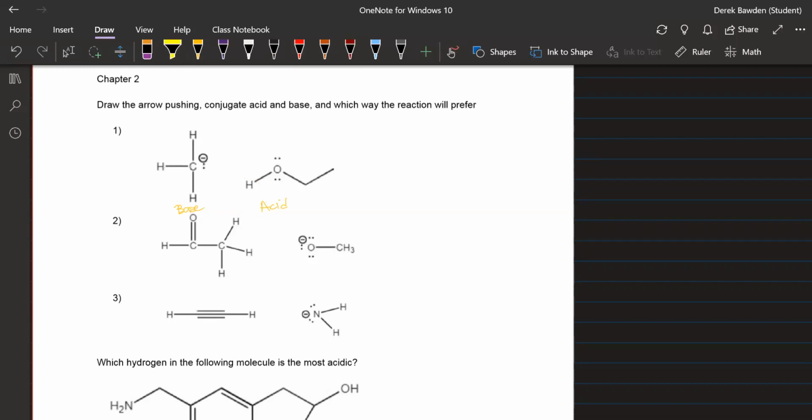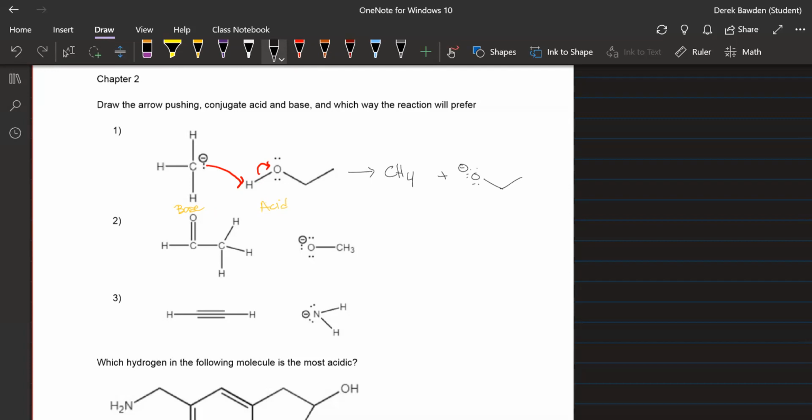Okay? So in acid-base chemistry, our base always steals a proton from the acid. Okay? So the base is going to reach out and steal this proton, and then the electrons in this bond are going to go onto the oxygen. Okay. So I'm just going to draw an arrow like this for now. Okay, and then we'll talk about which way it's going to prefer in just a minute. Okay, so now we have CH4, right, with no charge. Okay, and we also have an oxygen, which is negatively charged like that.